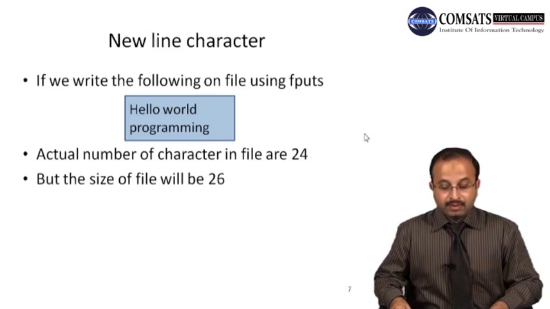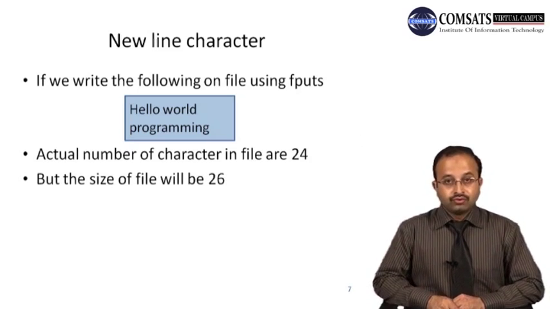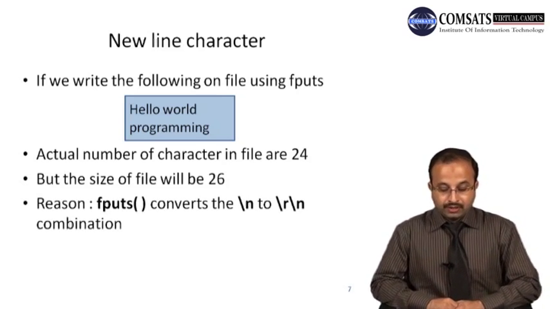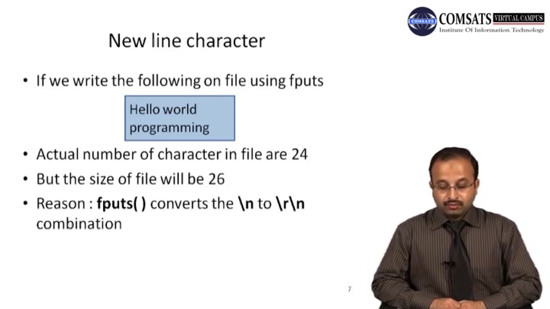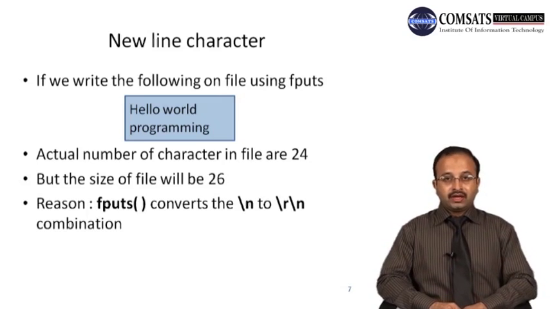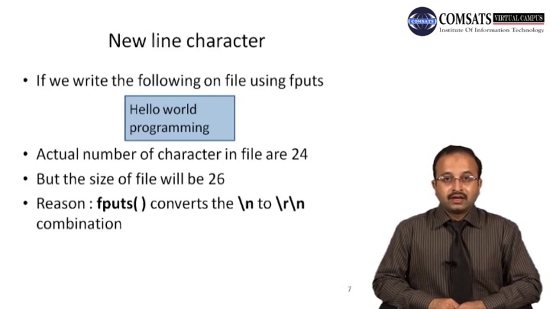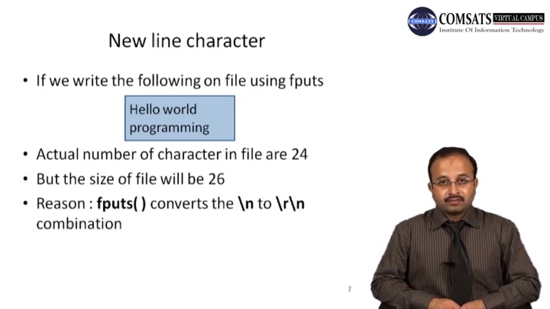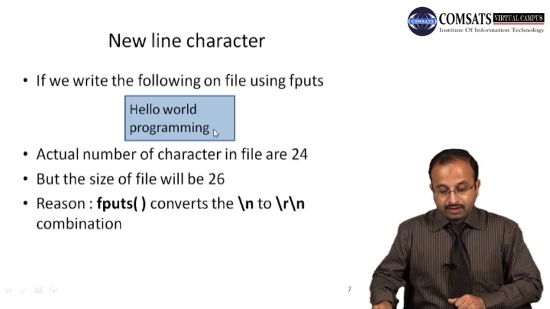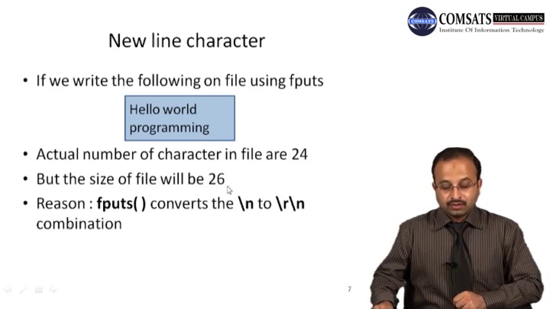but the size of the file will be 26 byte. If you want to see the size of the file, it will show you 26 byte. Reason is that fputs converts new line to \r and \n combination. तो जहाँ पर भी न्यू लाइन आ रहा है fputs उसको कन्वर्ट कर देगा कैरेज रिटर्न एंड न्यू लाइन कैरेक्टर में. So that is the reason. So here we have carriage return as well with the new line, and here we have carriage return as well with the new line. So that's why there are two more characters in the actual size.